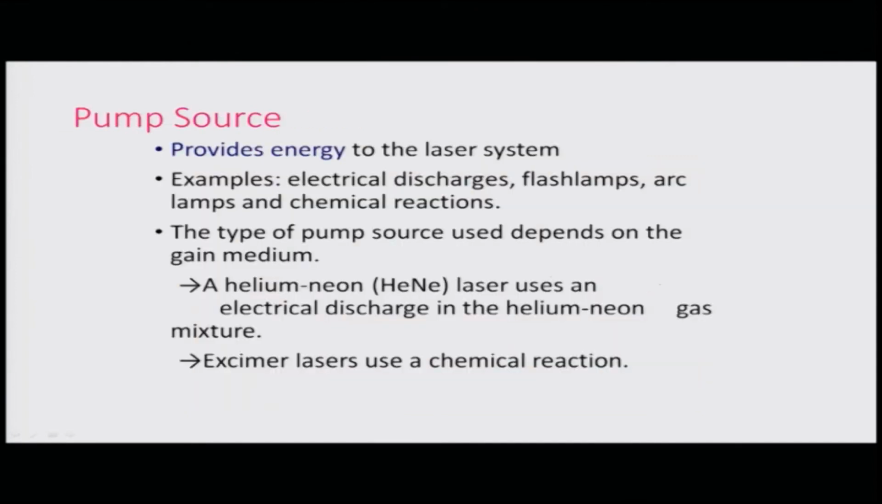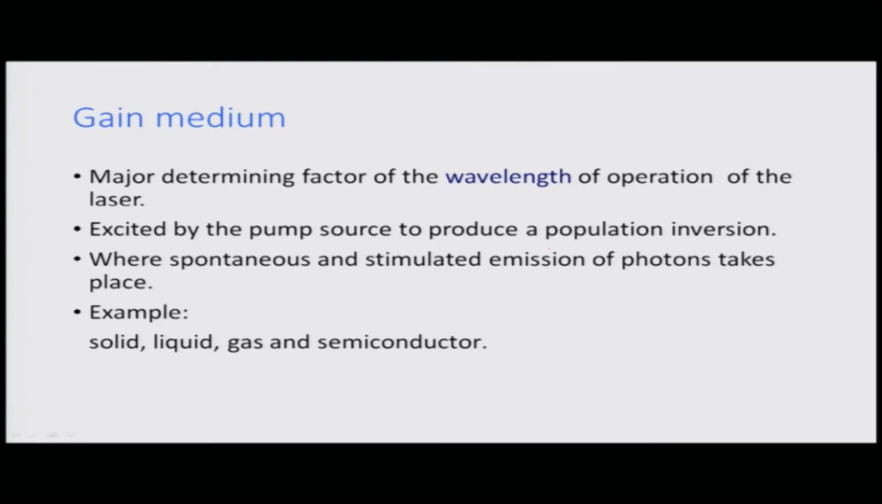The pump source provides the energy to the laser system. Examples include electrical discharges, flash lamps, arc lamps, and chemical reactions, as we mentioned. The type of pump source used depends on the gain medium. For example, a helium-neon laser uses an electrical discharge in the helium-neon gas mixture. Excimer lasers use a chemical reaction, and so on. There are many different kinds. These are both in the gas phase, and we just looked at neodymium YAG, which is in the solid phase. So we can discuss them in many different ways.